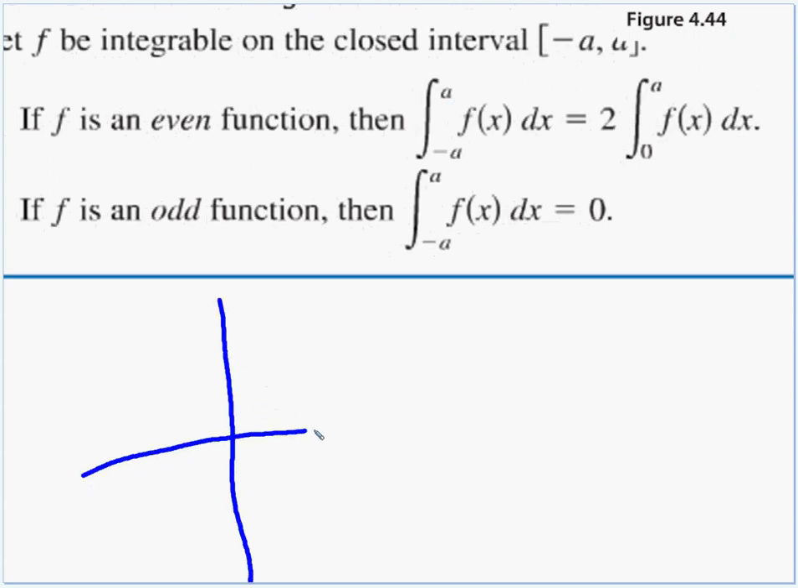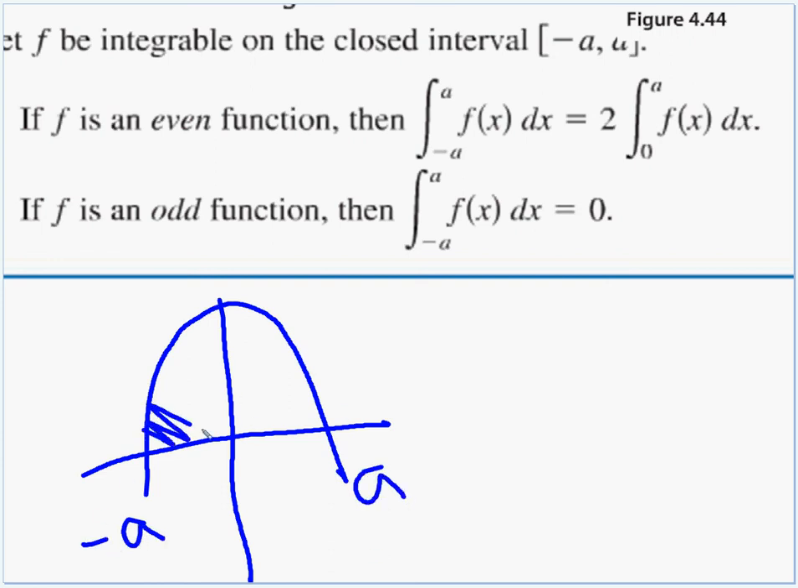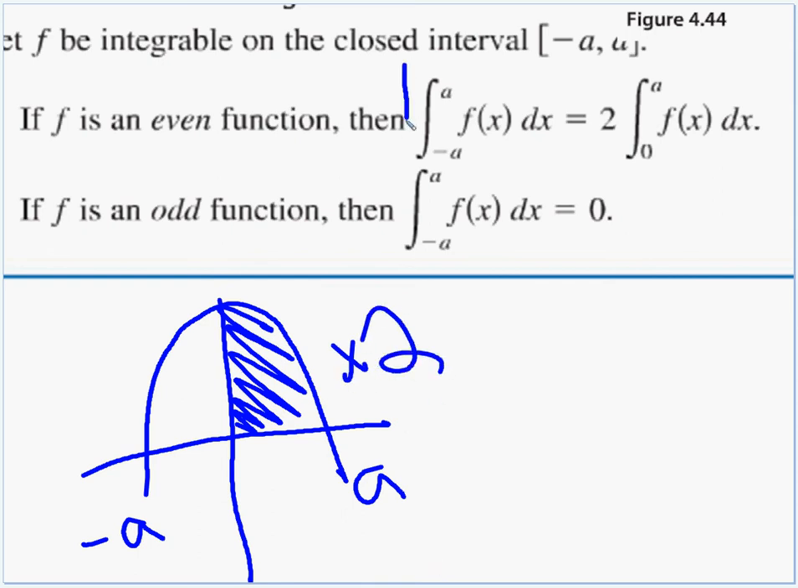So if we're going from negative a to a, and I'm going to do a parabola opening down, like this. Here would be negative a, here would be positive a. If we want to find all of this area under the curve, it might be easier to just find this area and then multiply by 2. So look at this integral here I'm circling in blue ink, the integral from negative a to a of f of x dx. They put a 2 out front and make the lower limit 0 and leave the upper limit alone of the same function.